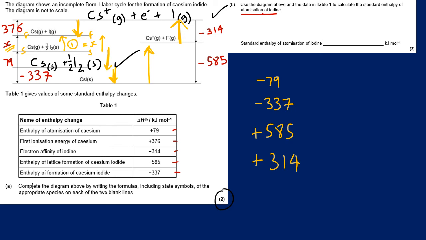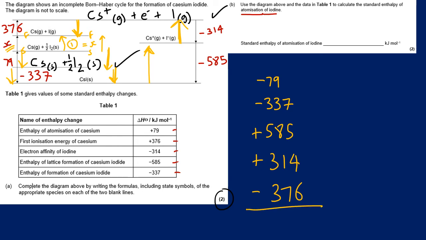Now down is minus 376. So because on this scale, up is a positive, down is a negative, I'm very confident that I've got these the correct way around. So minus 79 because I was coming down against this arrow, minus 337 because I was coming down again, plus 585, plus 314, minus 376.